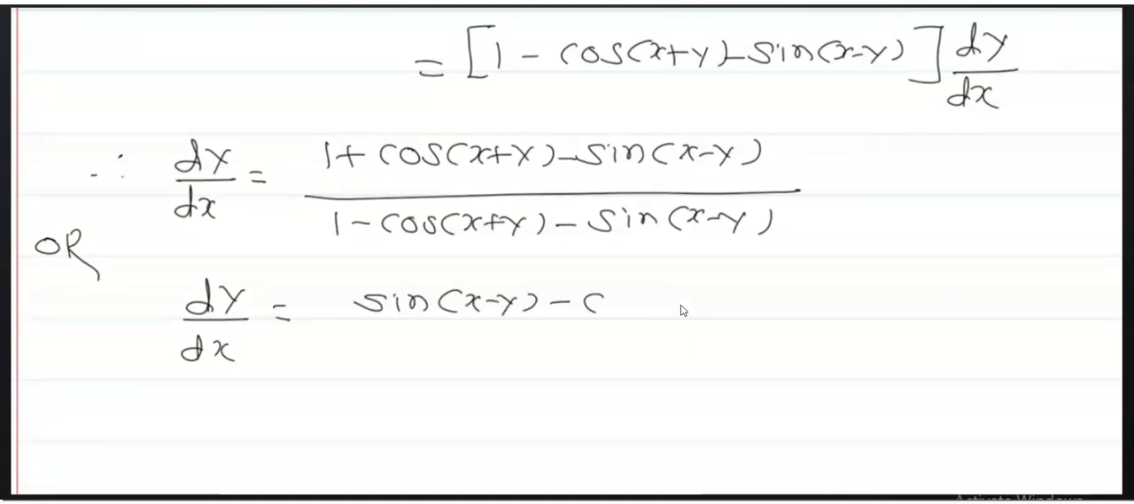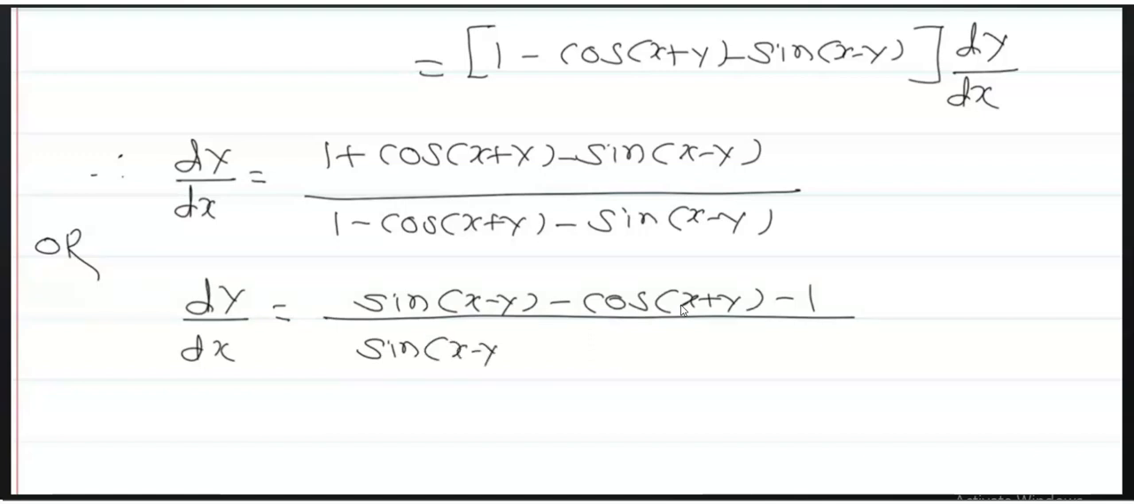You can solve this also by dividing. It is written like this. This is the answer.